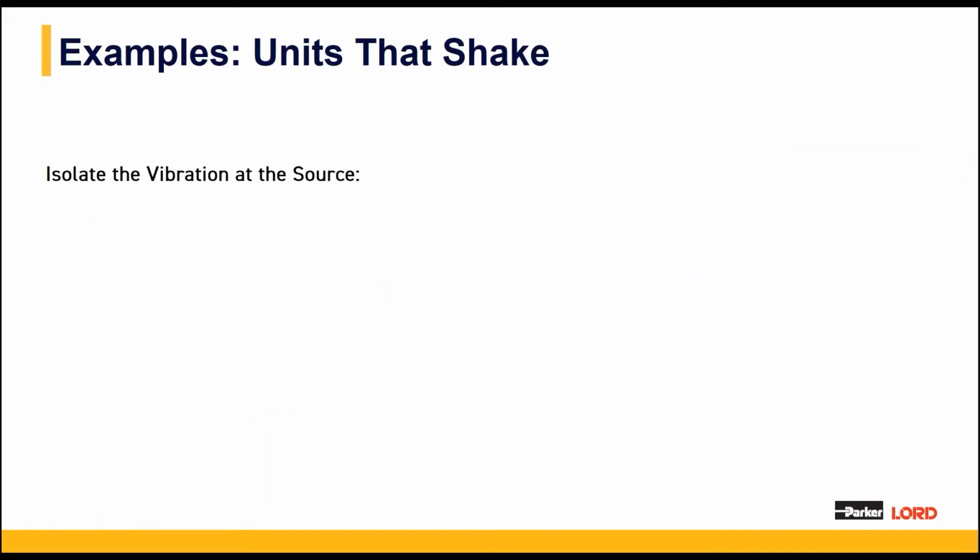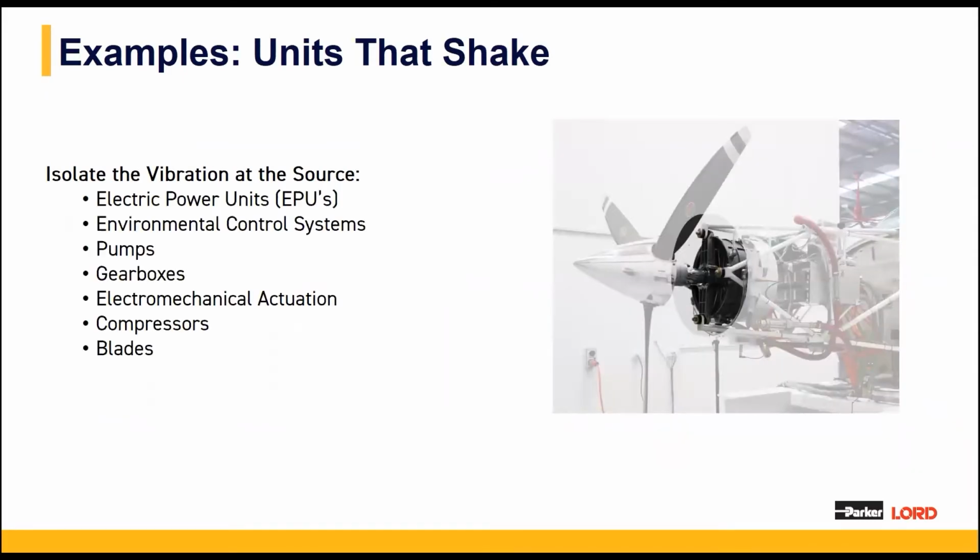Here are some examples of what we call things that shake, or things that cause vibration that could cause damage to other things. We have electric power units, environmental control systems, pumps and gearboxes, or blades themselves. All these things spin and induce vibration because nobody can balance things perfectly.